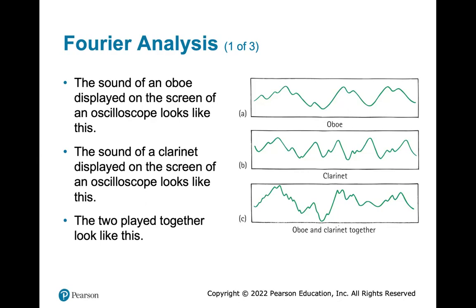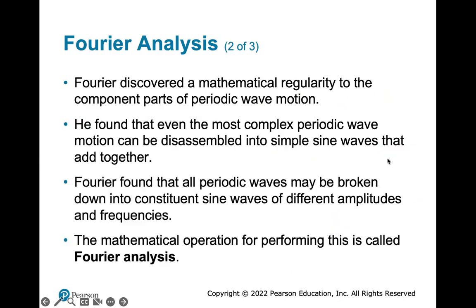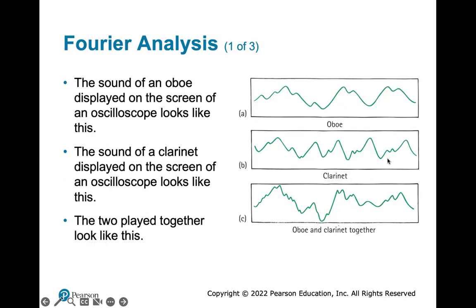The sound of an oboe displayed on the screen of an oscilloscope looks like this, and they show you here what an oboe would look like. The sound of a clarinet displayed on the screen of an oscilloscope looks like this, and they show you that. Now this is the sum of the two, the oboe and the clarinet together.